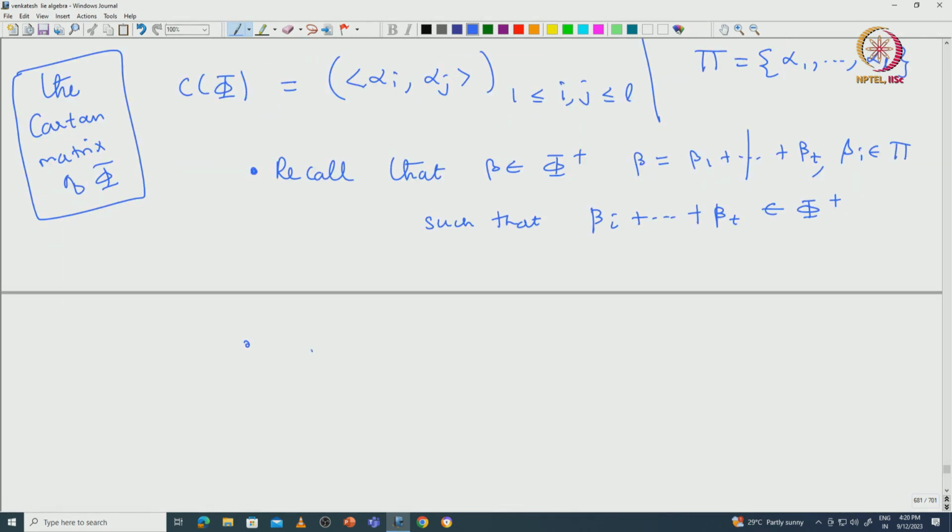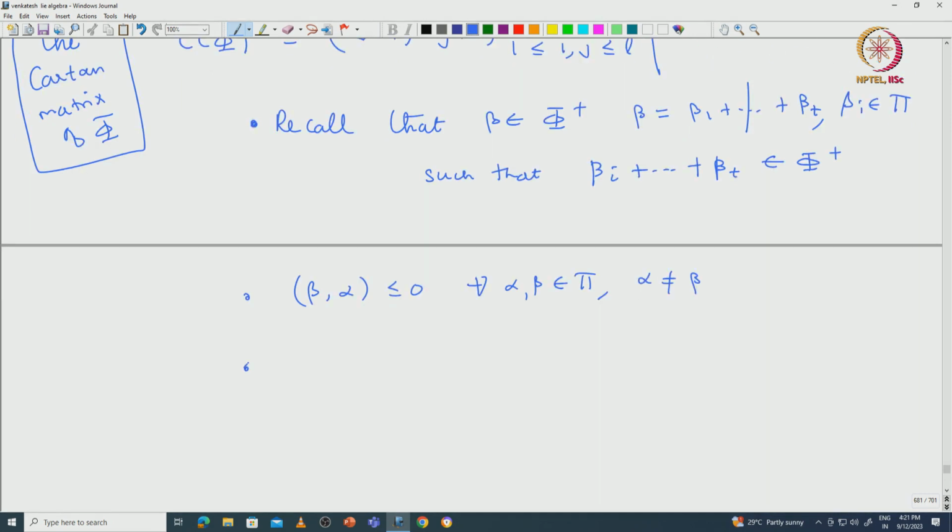And note that the inner product between alpha and beta is always non-negative for all alpha, beta inside pi with alpha not equal to beta. As a consequence, because pi forms a base, we also proved that beta minus alpha is not a root for all alpha, beta inside pi such that alpha is not equal to beta. So, these are all things we have already proved.